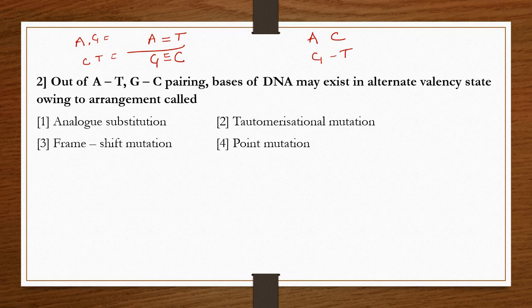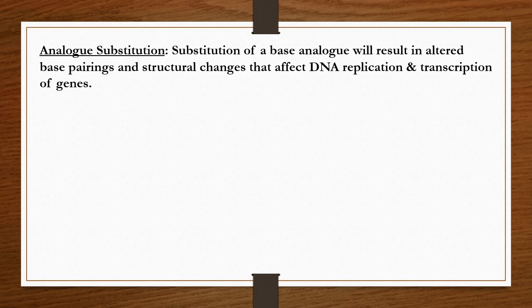So options: 1. Analog substitution. 2. Tautomerizational mutation. 3. Frame shift mutation. 4. Point mutation. Let's know about this terminology. 1. Analog substitution. Substitution of a base analog will result in altered base pairings and structural changes that affect DNA replication and transcription of genes, which is called analog substitution.